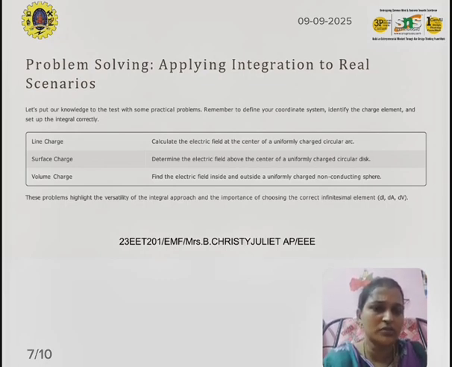So these problems highlight the integral approach, and also show the significance of the correct infinitesimal elements, because we cannot integrate the entire volume or surface as such. So here we have to divide the entire surface into small segments. So there comes the importance of these infinitesimal elements.